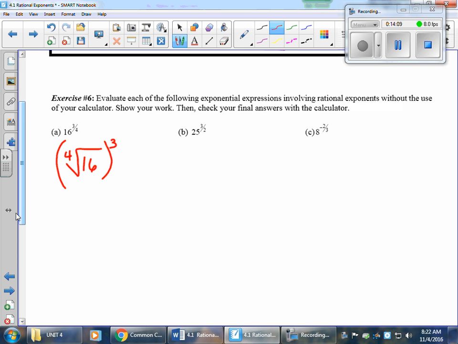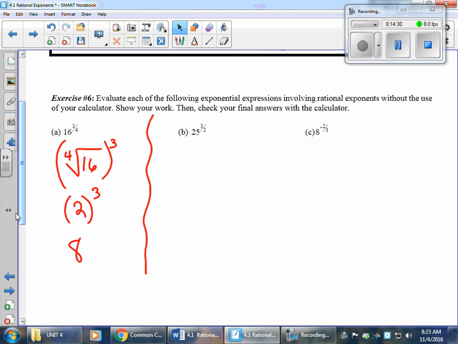All right, I usually like to do that root first. It just makes more sense to me. We can simplify it a little bit. So if we take the 4th root of 16, which I think is 2, because 2 times 2 is 4, times 2 is 8, times 2 is 16. So this becomes 2 to the 3rd power. 2 times 2 is 4, times 2 is 8. Okay. I know I did that a little fast. If you need to rewind it, feel free to.